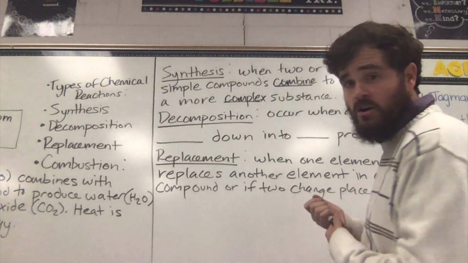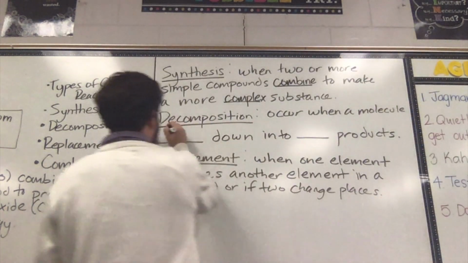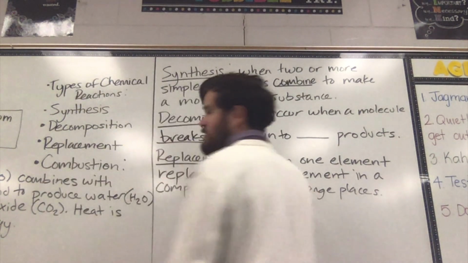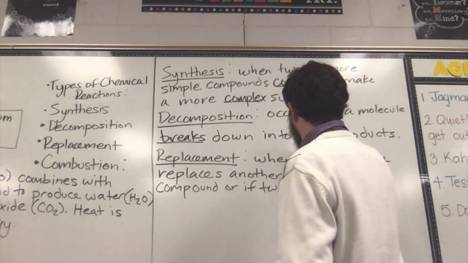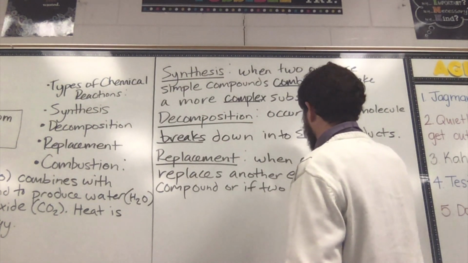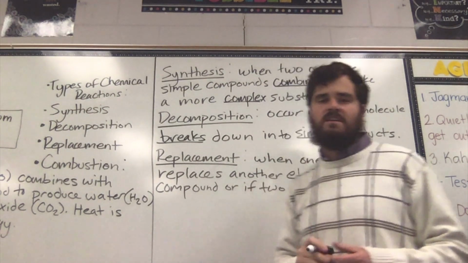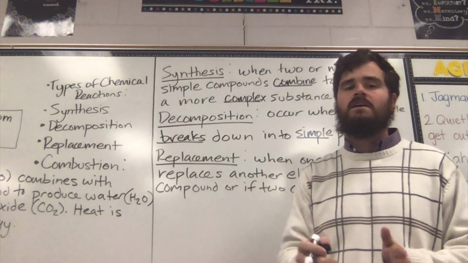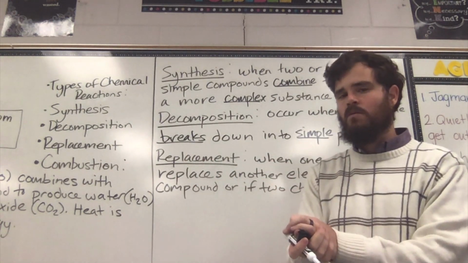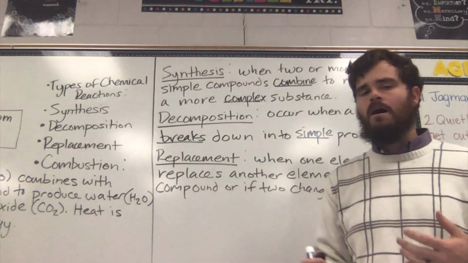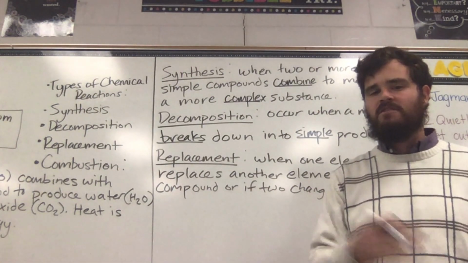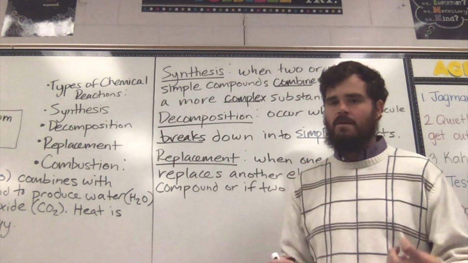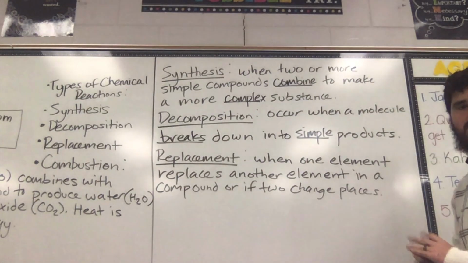Next kind of reaction is a decomposition reaction. These occur when a molecule breaks down into simple products. So a decomposition is the exact opposite of a synthesis. With synthesis, you go from A plus B equals AB. You combine them into something more complex. Whereas with a decomposition, you go from complex to very simple, like AB equals A plus B. So you break it down, you break it apart.